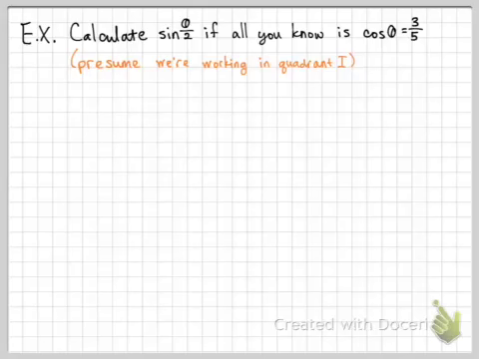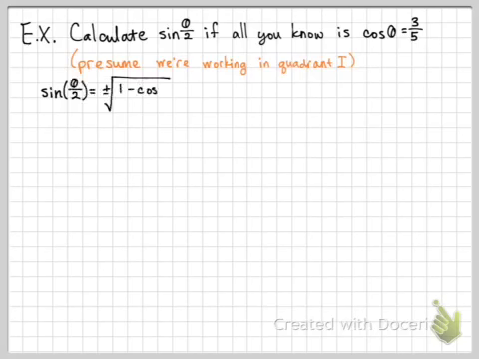One last half-angle example. This example is slightly different because we don't know what angle we are dealing with, but we know that the cosine of full theta is 3/5, and we're interested in sine of theta halves. So we know the cosine of an angle. We are interested in the sine of the angle that is half as large. So let's pull out our sine of theta halves formula and see what we can do.